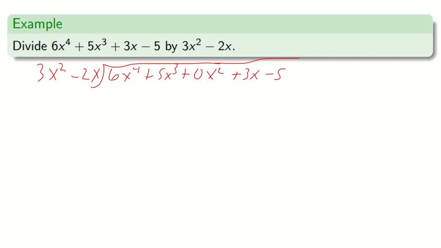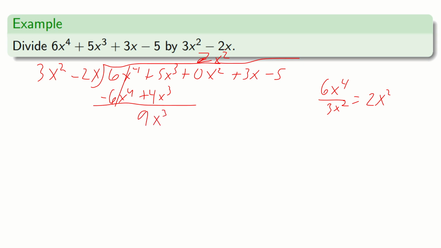And the reason why is because you still want to preserve the space. You still need to know that there's an x squared there, because you could have a number up here that could give you x squared. Okay? So let's figure out how we do this. So we say, okay, what is 6x to the 4th divided by 3x squared? That is 2x squared. Well, 2x squared times 3x minus 2x, that is going to be 6x to the fourth minus 4x cubed, but I flipped the sign of everything, and so that cancels out. Now I'm left with 9x cubed, okay? And I bring down my 0x squared. Let me just go ahead and do that.